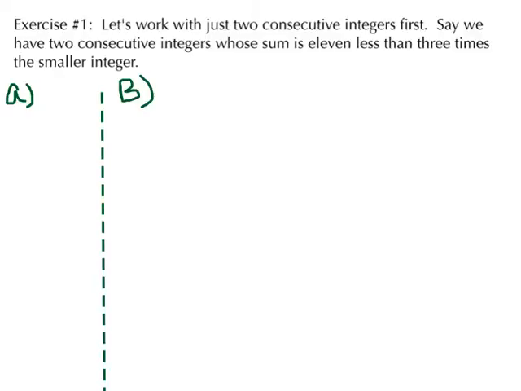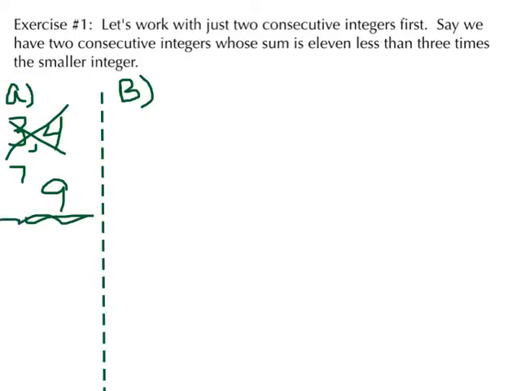We can go ahead and try that. Let's try the numbers 3 and 4 first. So the sum is 11 less than 3 times the smaller integer. If we add them together, that would give me 7. And if we take 3 times the smaller integer, 3 times 3 is 9. And it says that it's 11 less than that. So 11 less than 9 would give me -2. That clearly is not the correct answer. So 3 and 4 is clearly not correct.